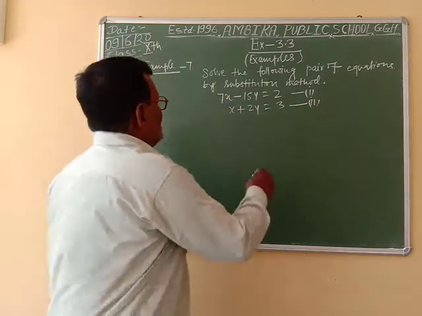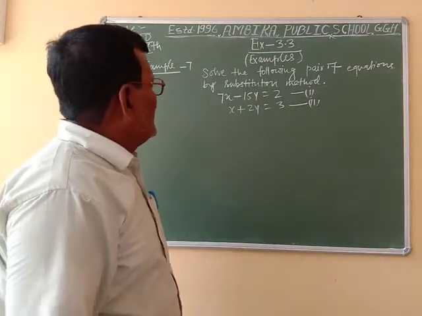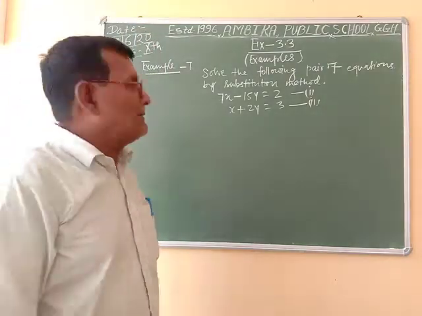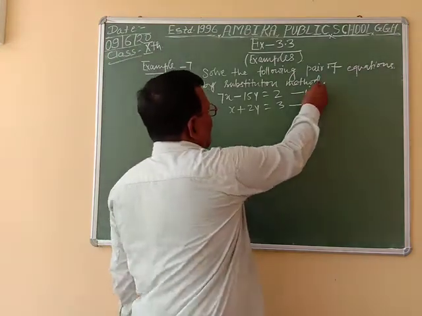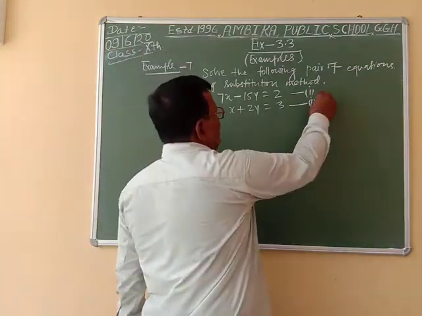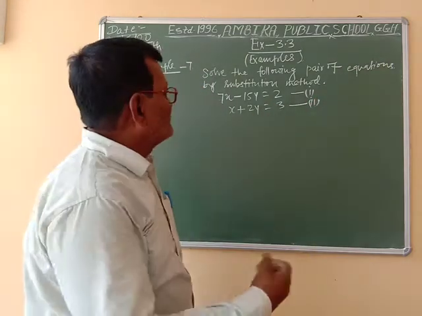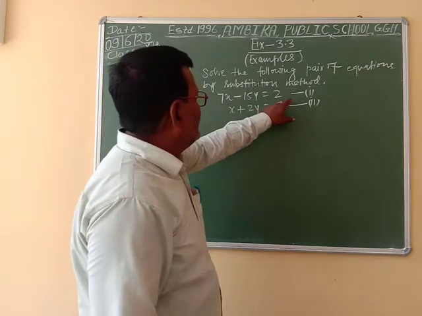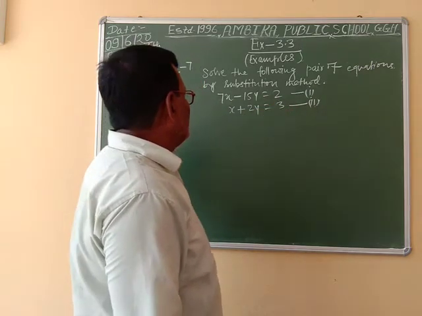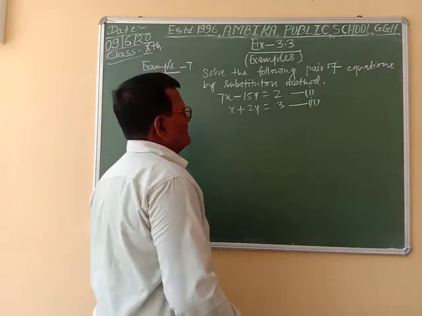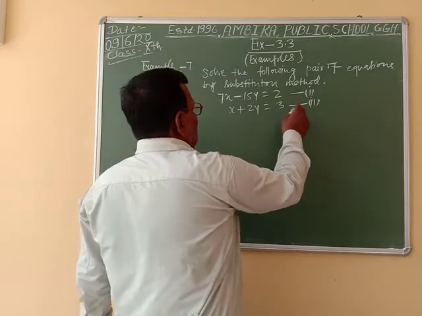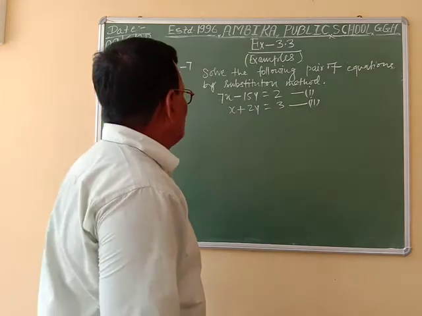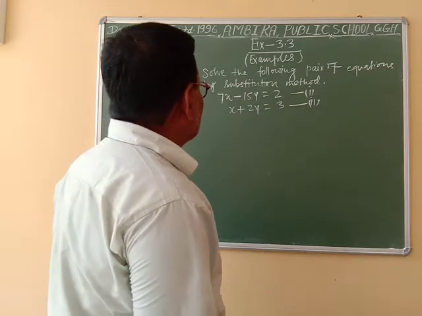First method, step 1 is express y in terms of x in one of the given equations. इन दो समीकरणों में से किसी एक समीकरण से y को x के पदों में व्यक्त करना है. Two linear equations are given, and from one of these equations, we have to express y in terms of x.